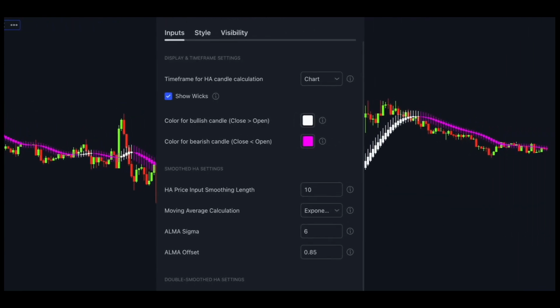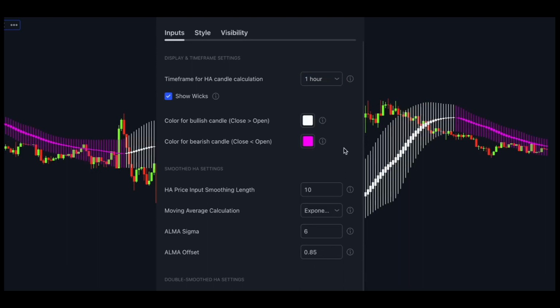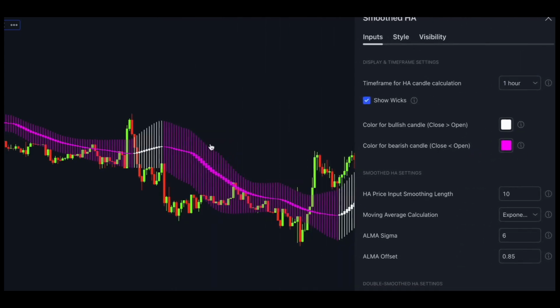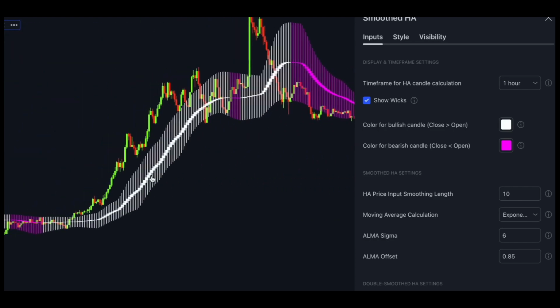The Smoothed Heiken Ashi indicator is highly customizable. First of all, it offers the ability to change the time frame for the Heiken Ashi candle calculation. The default value is to use the current chart time frame, but altering this will allow you to have the indicator reflect a higher or lower time frame. For example, if our current time frame is 5 minutes and we change the Heiken Ashi time frame to 1 hour, the indicator will reduce noise.